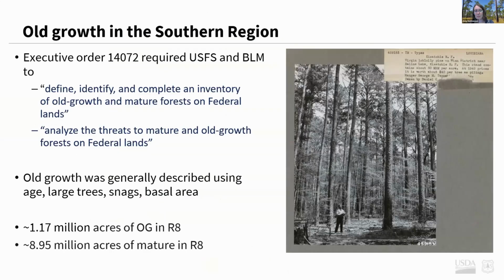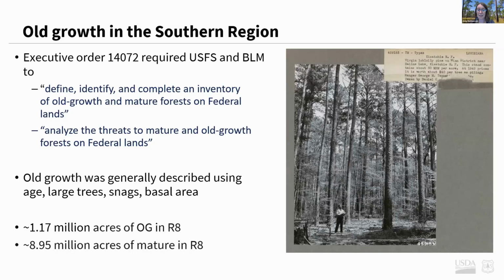Executive Order 14072 required the Forest Service and the Bureau of Land Management to define, identify, and complete an inventory of old growth and mature forests on federal lands, and then to analyze the threats to mature and old growth. The inventory was generally based on age, large trees, snags, basal area, and a few other things. And the inventory was done using FIA data, so there was limited information on the understory vegetation, which we know is important for assessing the ecological integrity of old growth systems.